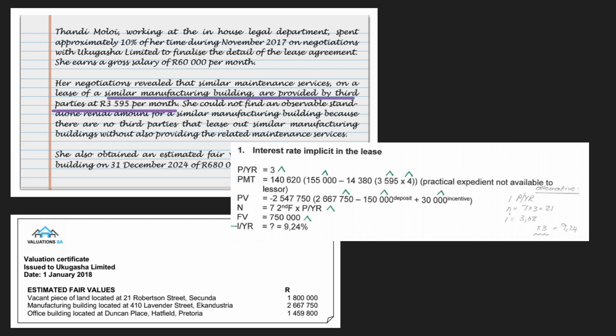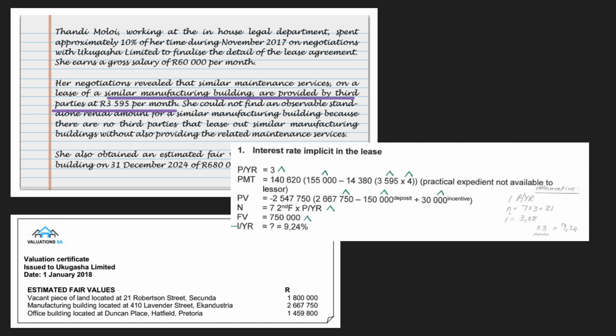Right, so that means we need to take that 3,595 Rand into account, as that is the standalone price of maintenance services per month. Now that 155,000 Rand payment relates to 4 months. Therefore, we need to times that by 4 to get the standalone maintenance service cost for that 4-month period. And that then means that we will have a payment of 140,620 Rand.